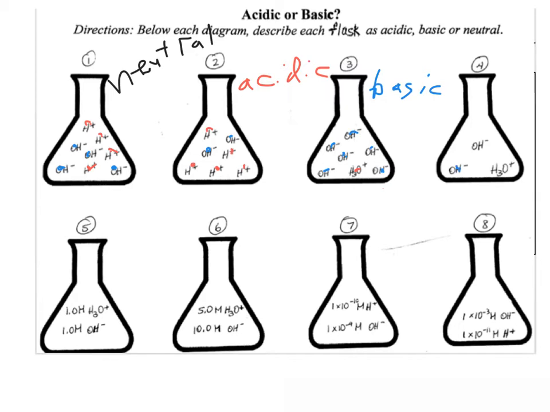Here I've got hydroxide, hydroxide. That's hydronium. That's two hydroxides, 1 hydronium. That means we're going to be basic here as well. I'll just put little arrows just because I'm lazy. Down here on the bottom, now this is a little bit different because now we have the actual concentrations. For example, I have 1.0 molar hydronium, and I have 1.0 molar hydroxide. Those concentrations are the same. That makes this thing neutral.